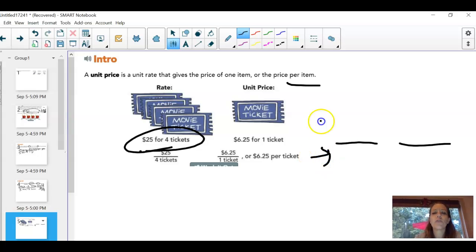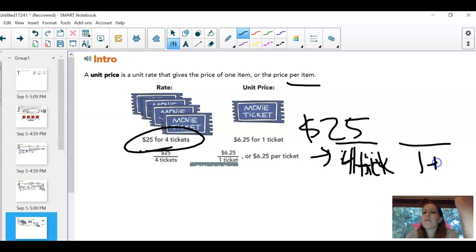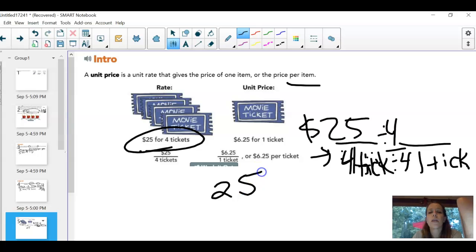So in this case, I have $25 for 4 tickets, okay? And I always, don't shortcut, I'm sorry, my pen, and write your units because it's going to make it easier later. And I want to know, okay, well, how much am I going to pay for 1 movie ticket? Same idea that you had before, but we're going to divide by 4. Whatever I do to the denominator, I have to do to the numerator. And 25 divided by 4 is not super pretty. I can use 2 strategies to break that up.